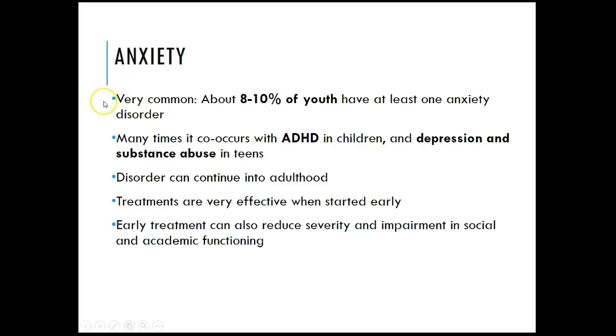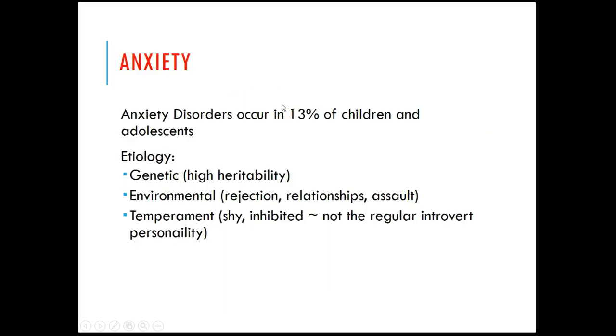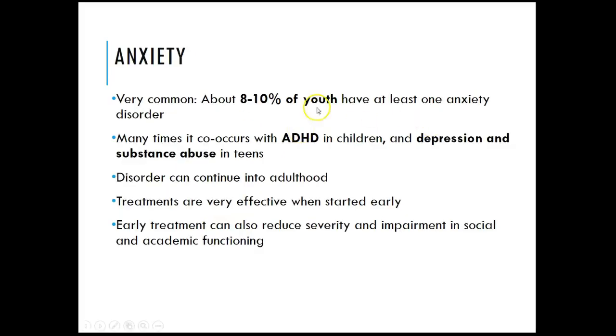So like I said earlier, it's very common. About 8 to 10% of youth have at least one anxiety disorder. Now notice this. This particular statistic is different from what we just talked about in the previous one. That one says, generally speaking, that 13% of children and adolescents have anxiety disorders altogether. This one says that about 8 to 10% of youth have at least one anxiety disorder. So you could have more than one anxiety disorder occur in one individual, one child, one adolescent. So make sure that you're noticing the difference between these two statistics.